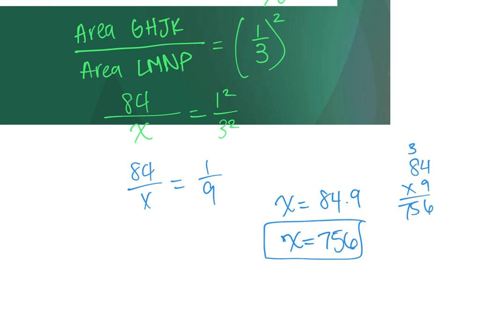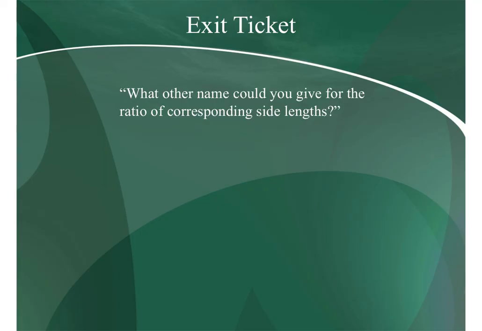Are we going to have calculators for this chapter? No. What other name could you give for the ratio of corresponding side lengths? How well were you paying attention? Scale factor. Scale factor! Write that down and then turn it in.